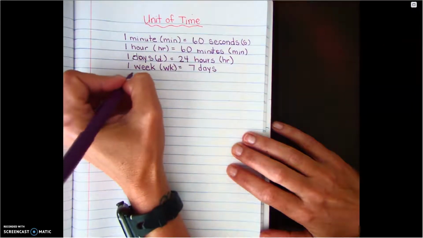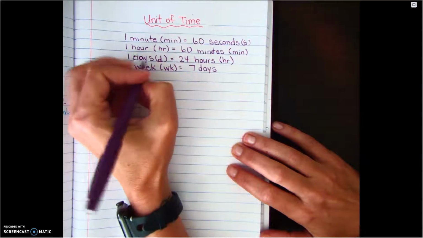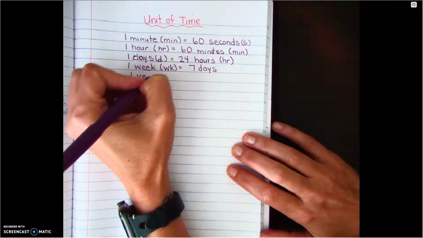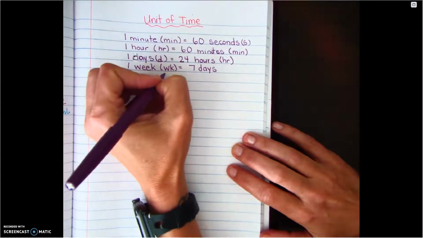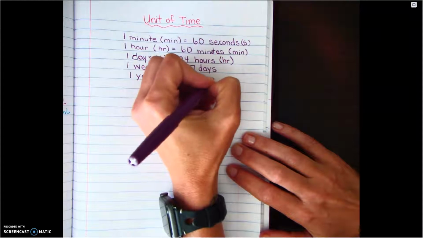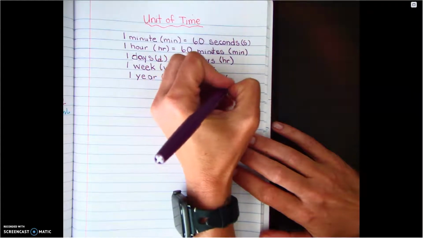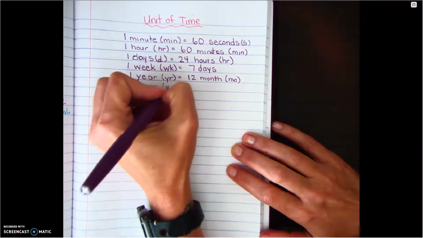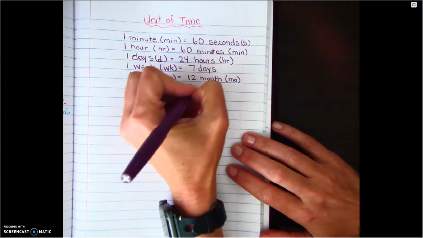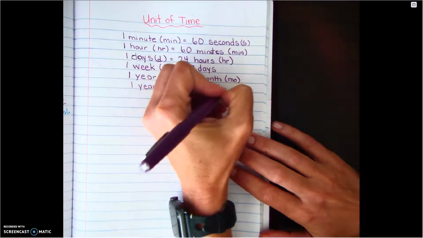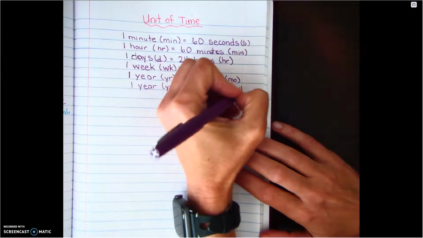And now we're going to a year. Now the year we're going to do twice. We're going to change it into months, and we're going to change it into, oh, that one, they skipped that one. All right, so 1 year, and we're going to go YR is 12 months. And that's MO. And then 1 year is also the same as 52 weeks. So remember, the equal sign also means the same as. And that's WK.